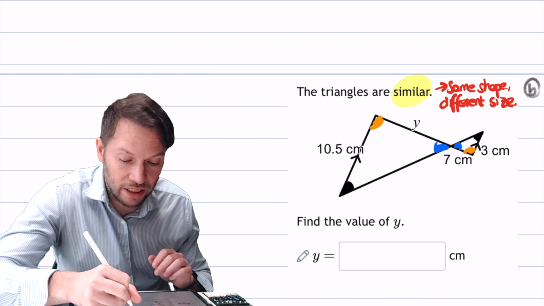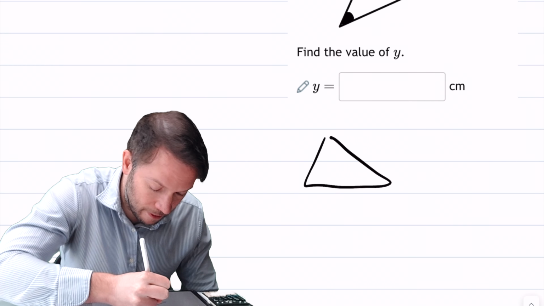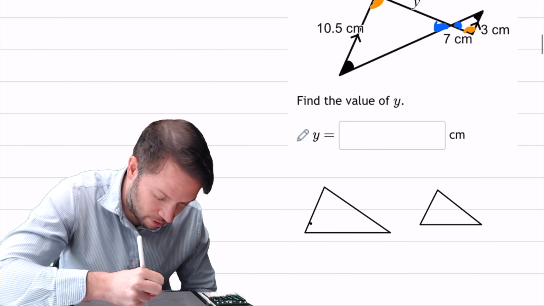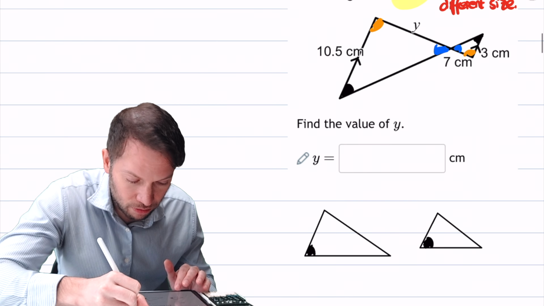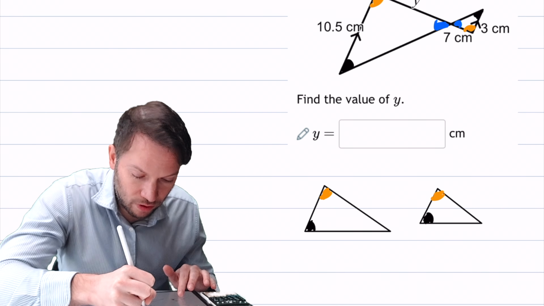Now, it might help to actually draw these two triangles separately. So if I have the two triangles, and I'm going to draw the angles in them. So we've got a black angle in each, and we've got an orange angle in each, and we've got a blue angle in each.